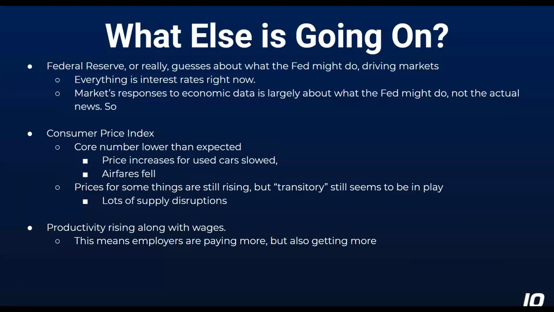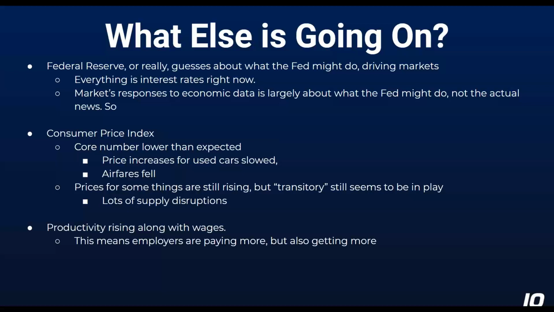All right, so what else is going on? The Federal Reserve, or really guesses about the Federal Reserve, is really driving markets right now. There's some single stock things going on due to earnings, but pretty much everything is interest rates right now. The market's response to economic data is largely about what the Fed might do and not the actual news. So what that means is, the consumer price index came in lower than expected today, which is good news. So stocks go up a little bit.